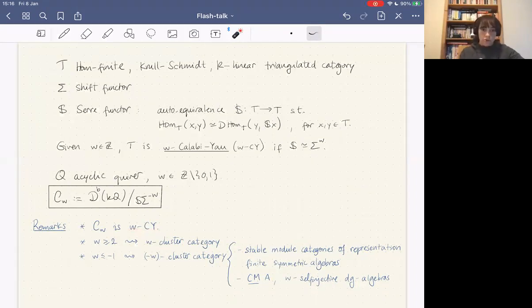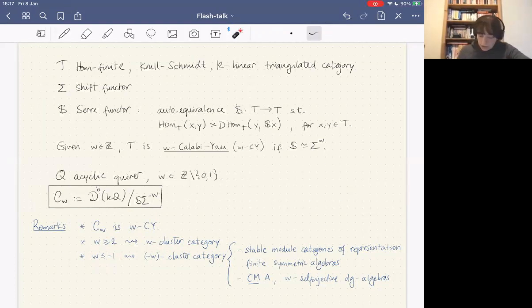So we can have positive and negative Calabi-Yau here. When W is bigger or equal than two, you've seen this. These are the classical W cluster categories. And so this is the reason why we can call this the minus W cluster categories or the negative Calabi-Yau cluster categories. So we're just going to consider the case when the Calabi-Yau is negative.